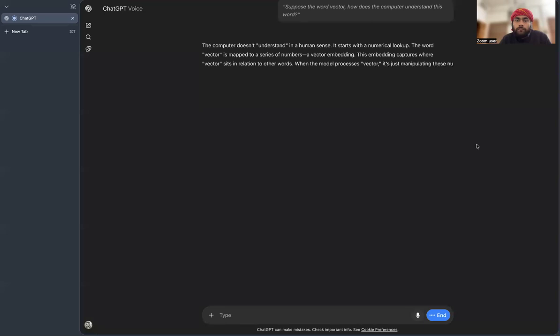When the model processes vector, it's just manipulating these numbers through layers of math. Through training, it's learned that vector might appear in certain contexts. So when you ask about it, it's pulling from those learned patterns. No deep understanding, just numbers predicting what makes sense.